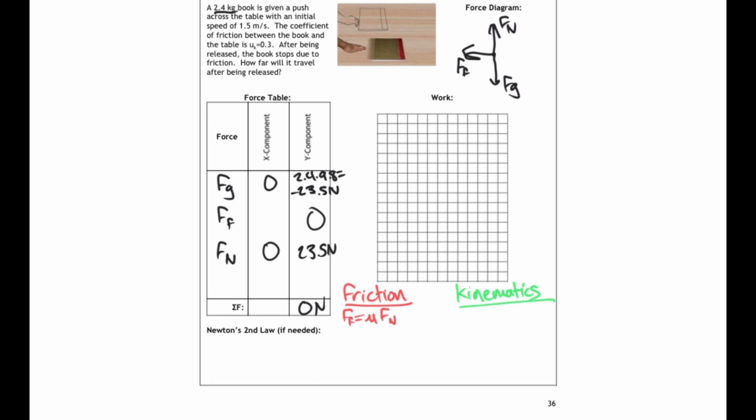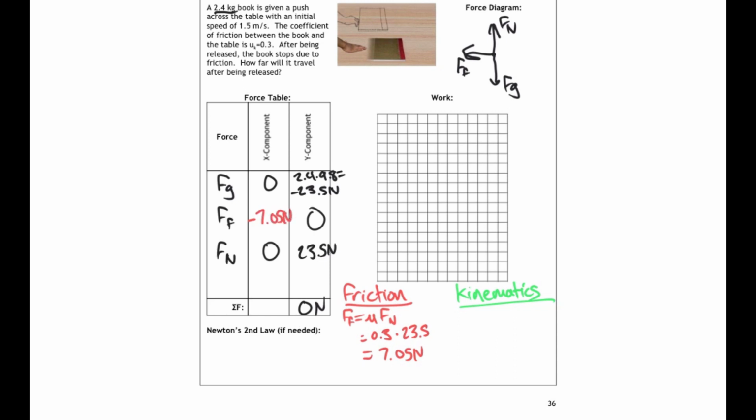The force of friction isn't given here. The coefficient of friction is, though, and we just calculated the normal force. We can then calculate the force of friction. 0.3 times 23.5 equals about 7.05 newtons. Looking at the force diagram, I know it needs to be negative since friction acts to the left.